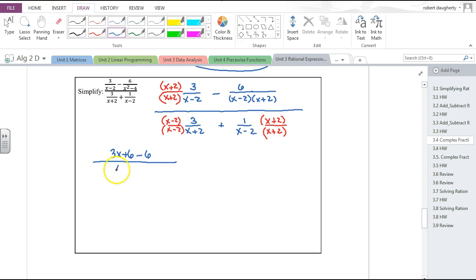But I'm not going to multiply that. I'm going to keep that denominator as it is. Okay. I don't need to multiply that denominator. Does everyone see this is what I got from the numerator here? And then what happens when I multiply 3 times x minus 2? 3x what? Minus 6. And then what happens here? Plus x plus 2 over x plus 2, x minus 2.